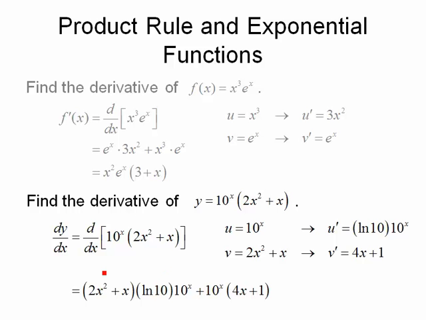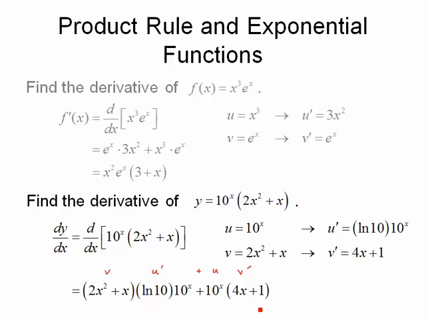When I write out my product rule, I'm going to have v u prime plus u v prime. So the v was 2x squared plus x. The u prime was ln of 10 times 10 to the x. And I'm going to multiply those together. Then that's added to the u, which was 10 raised to the x, times v prime, which was 4x plus 1. So all of those pieces together are our product rule.